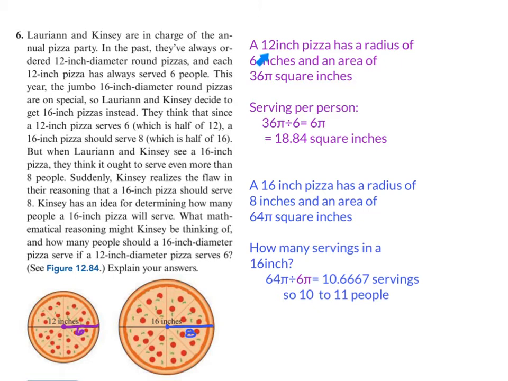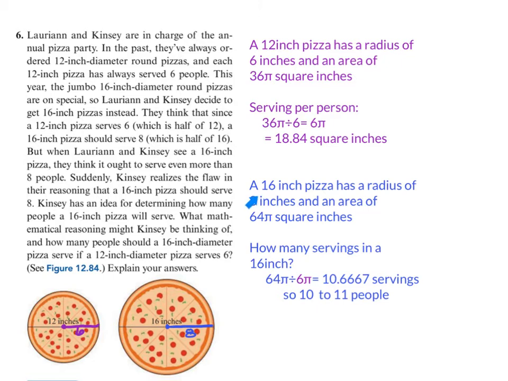So a 12-inch pizza has a radius of 6 inches. If I was to find the area of this smaller pizza, it would be 36 pi square inches, because 6 squared times pi is 36 pi. If that serves 6 people, I divide by 6. It means each person is getting about an area of 6 pi square inches, or 18.84 square inches of pizza per serving.